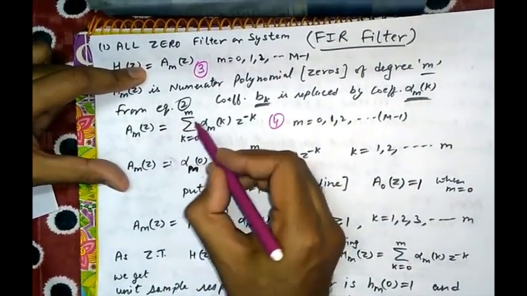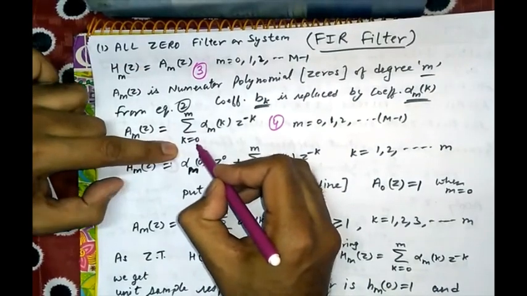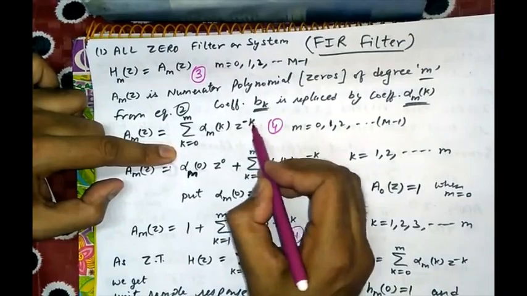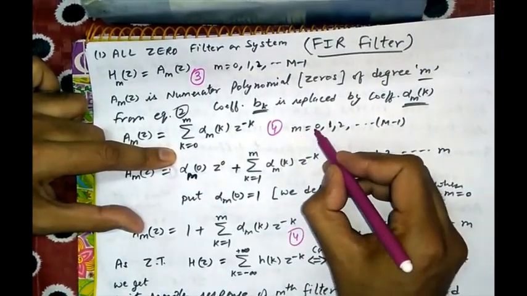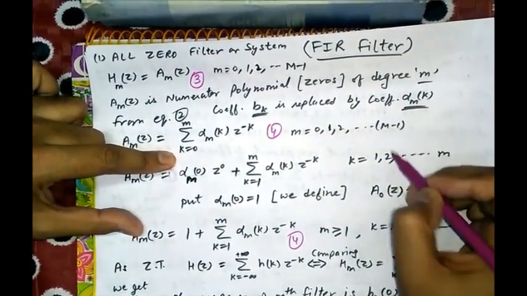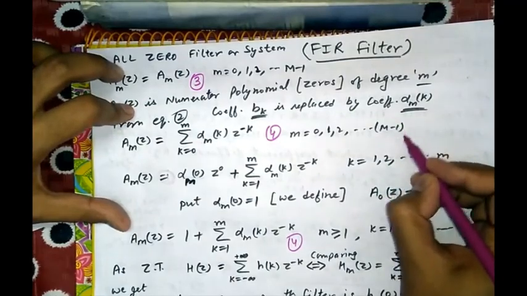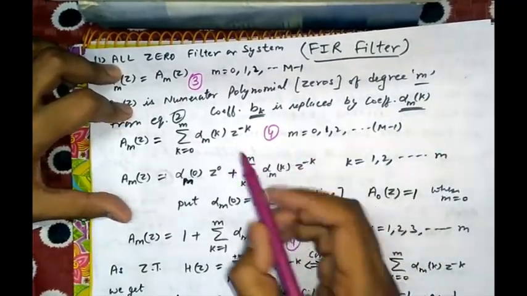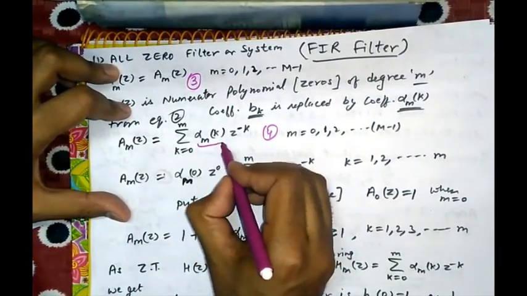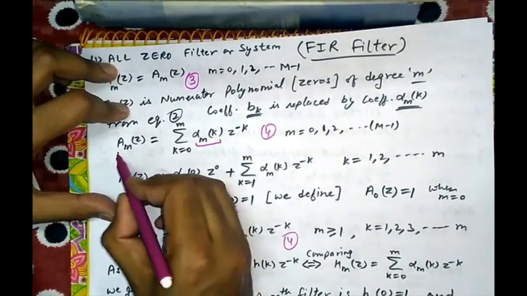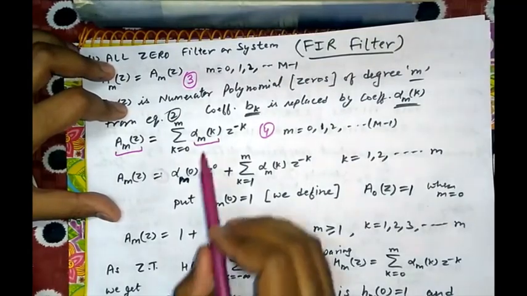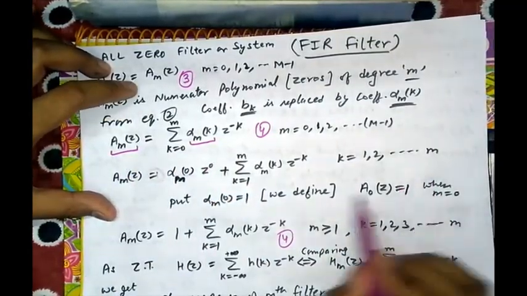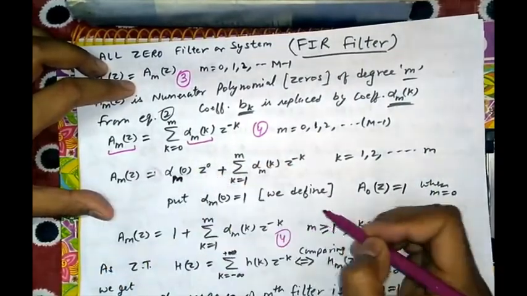A_m(z) is equal to the summation, k varies from 0 to m, of alpha_m(k) z raised to power minus k, where m varies from 0, 1, to capital M minus 1. Capital M minus 1 is the maximum value of that polynomial, and it is in time domain. Remember, it is in time domain and it is in z domain. So basically these are z transform pairs.